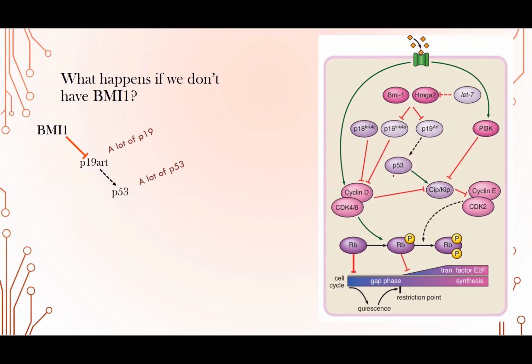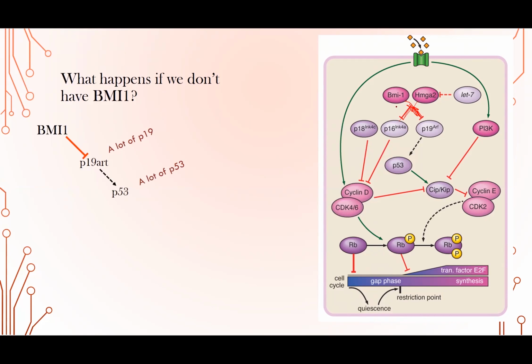Question? Yeah, we have a question. Someone asked, if HMGA2 inhibits only P16... Yeah, so the two here, they're going in across. BMI1 is inhibiting P19, and HMGA2 is inhibiting P16.